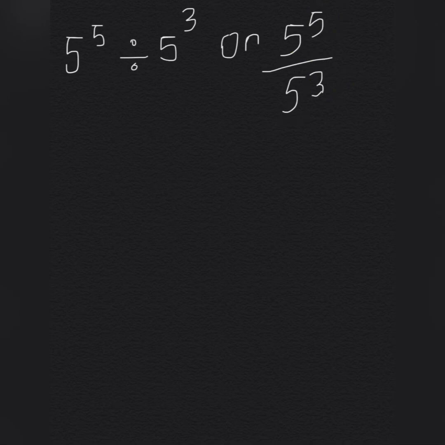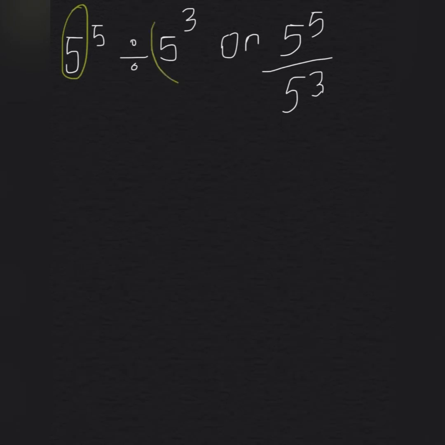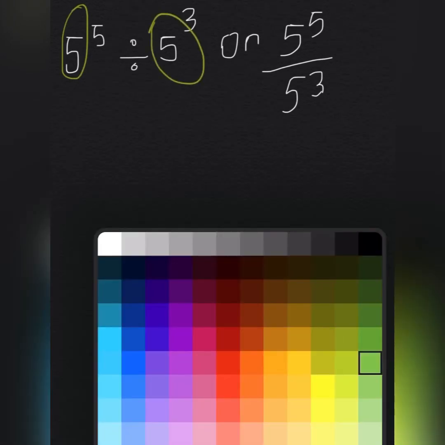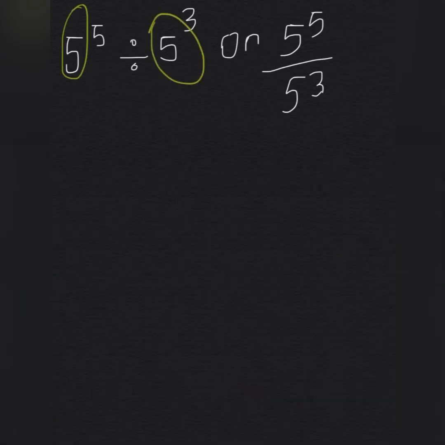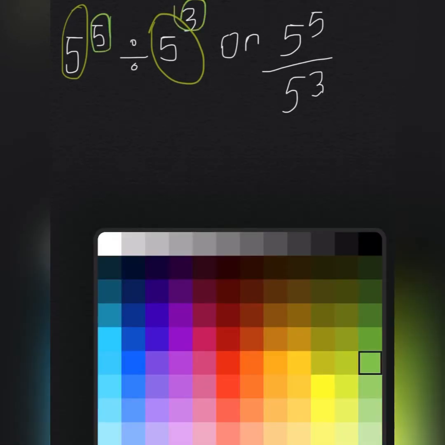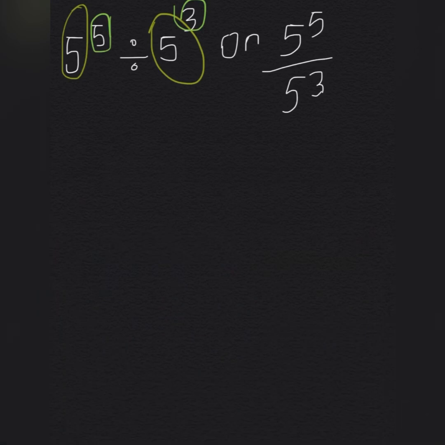So let's work it out. So right here, we identify our bases as 5 here and 5 here, and our indices as 5 here and 3. Now, because the bases are the same, because they're both 5s, we're going to write our 5.